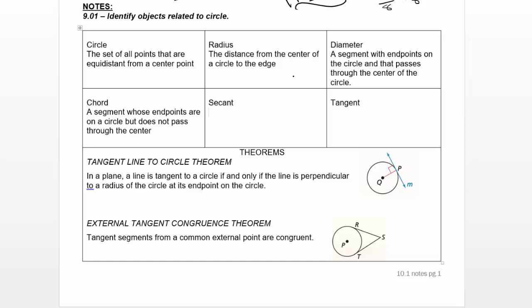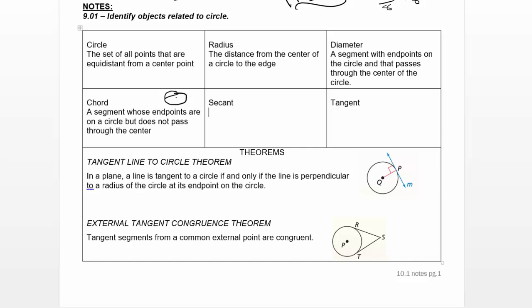A picture of a chord might look something like this. And I'll try to draw a circle up here. We have a circle, and there's a center. Then a chord would be a segment that does not go through the center, whereas a diameter would be like a chord, but it does pass through the center.